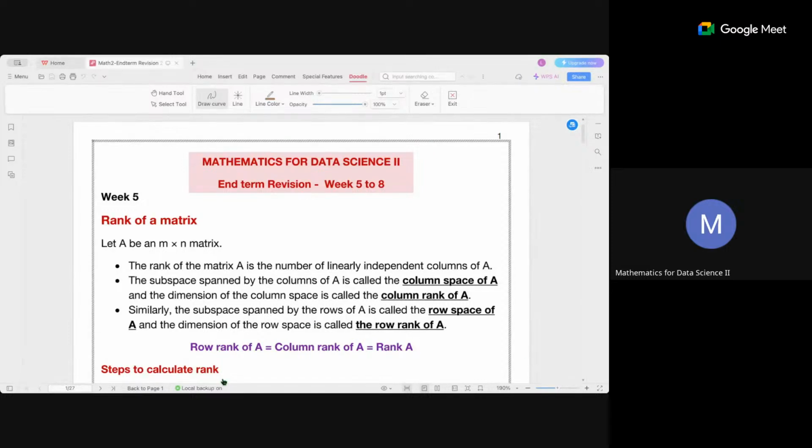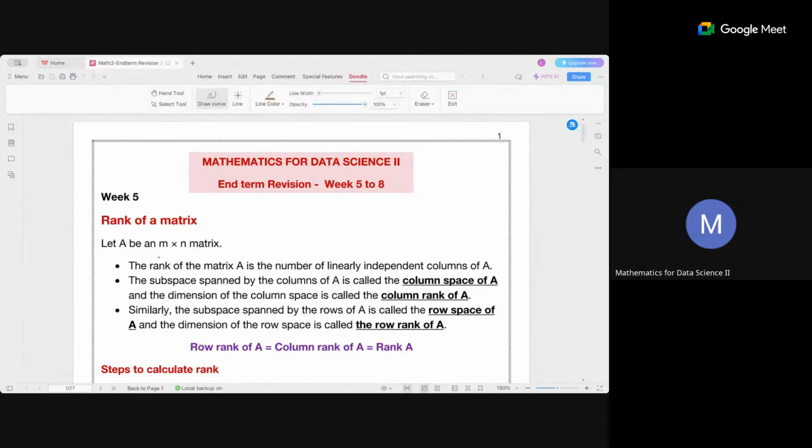Yeah. So let's start with the revision session. Here we are going to start with week 5. I hope the topics which we have covered yesterday are clear to everyone. Now in week 5, we are going to look at the rank of a matrix.